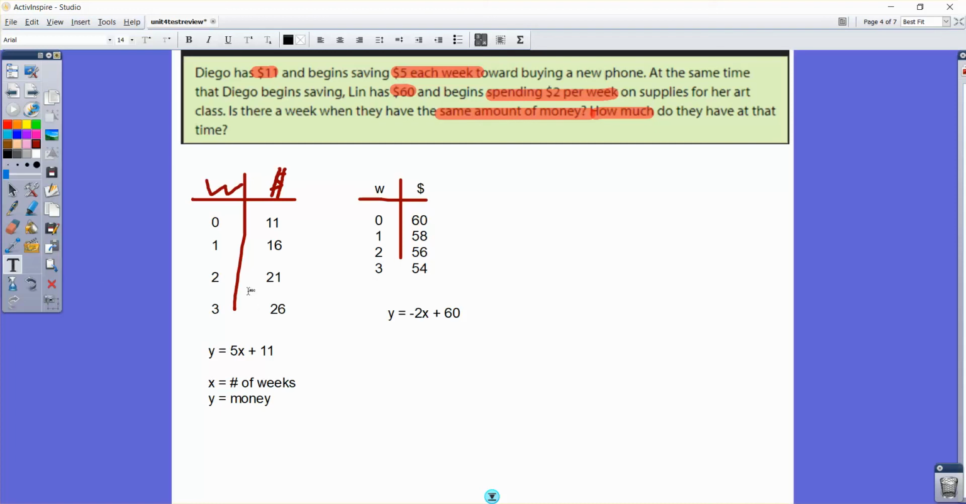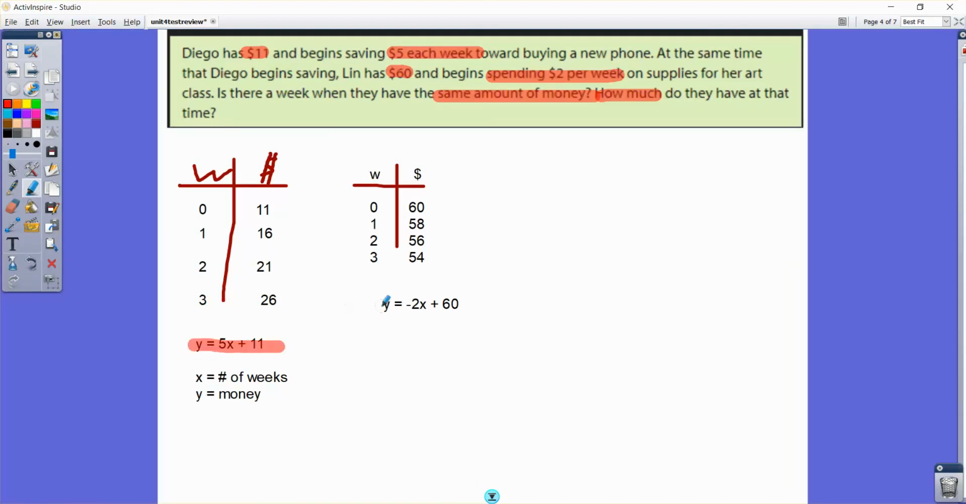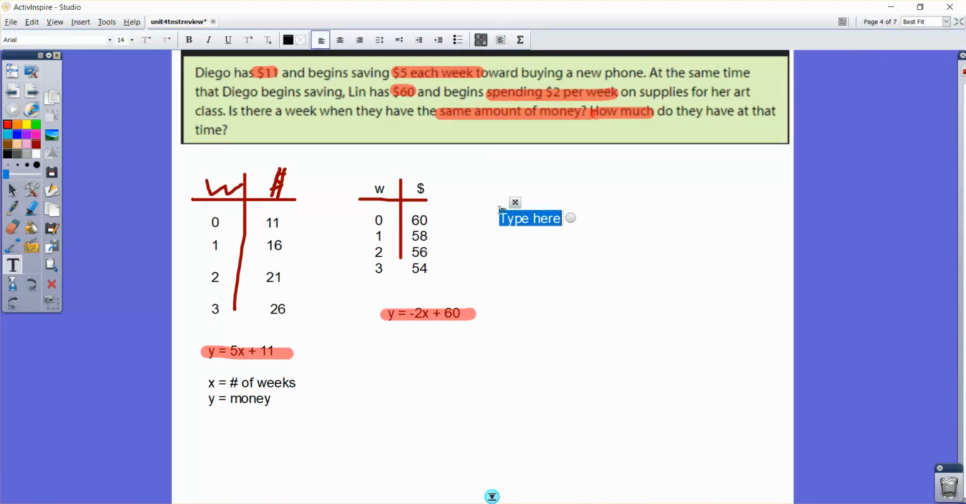Okay, so there's nothing wrong at all with extending this table and seeing where we can find a week that's exactly the same in both of them. But we also have the power of algebra to get what we need here. So if we know that we're looking for when this equation is equal to this equation, they both are equal to y, right? They're both equal to money. So we want to know when the money is the same. So we can actually make an equation out of these two expressions.